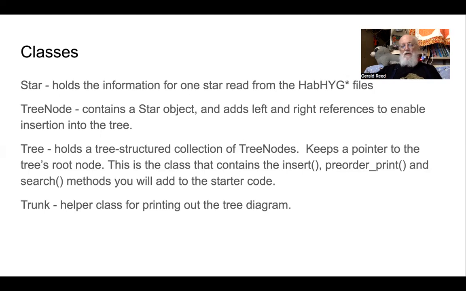There's tree. A tree holds a binary tree structured collection of tree nodes. So this is the thing you see in a diagram with the boxes and the arrows. It keeps a pointer, or reference actually, to the tree's root node, because you have to know where to start, and you'll see everything starts from the root. So one job that tree has on top of tree node is just to keep track of which tree node is the starting place. Tree is also the class that contains the insert, pre-order print, and search methods that you will create and add to the starter code to complete the project.